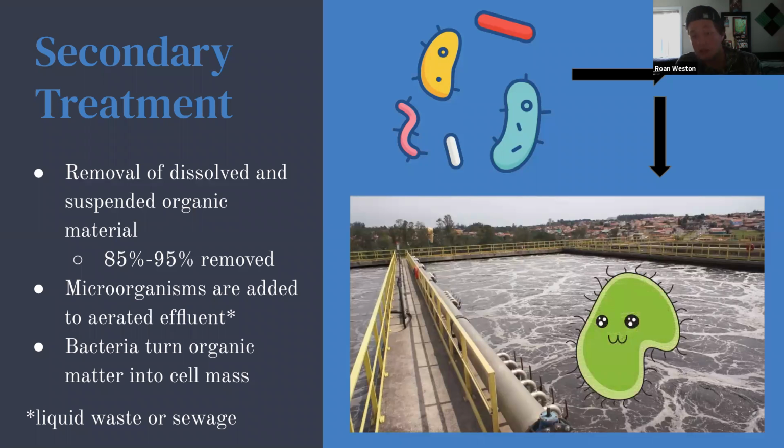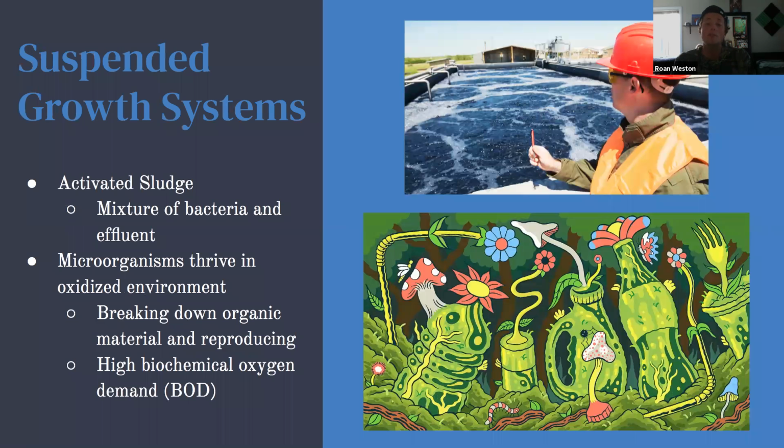So here we have a little bacteria, and he's just vibing out in this tank, having a good time, with all the food he needs and all the oxygen he needs to decompose, and he does a lot of good for us. So let's take a closer look into this process. There are two main ways you can get rid of organic material. The first one we're going to talk about is a suspended growth system.